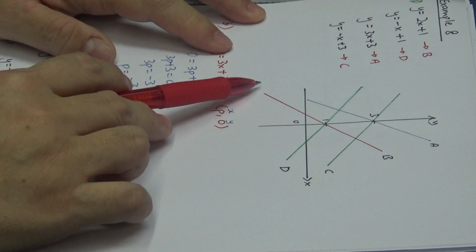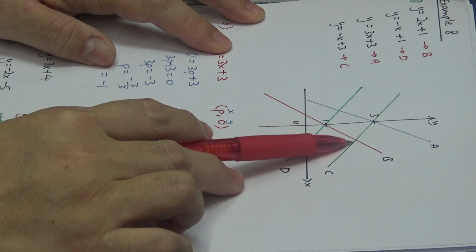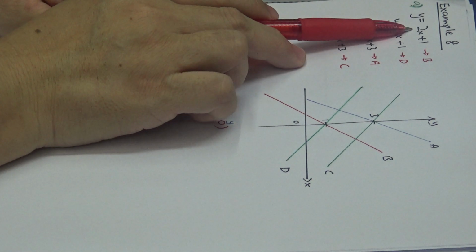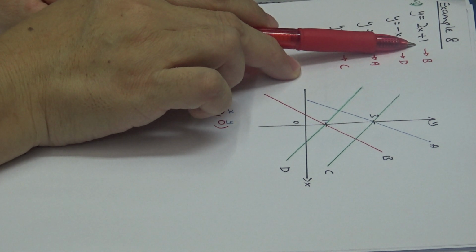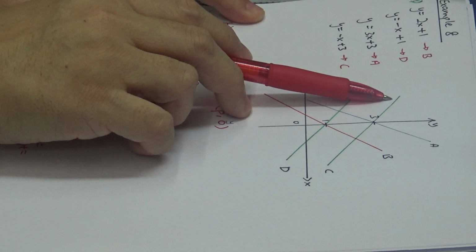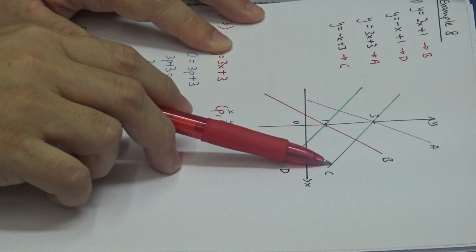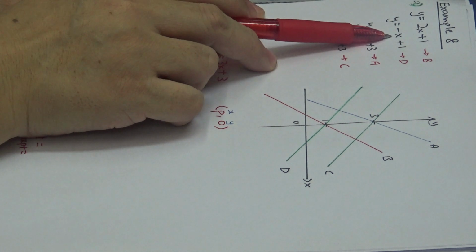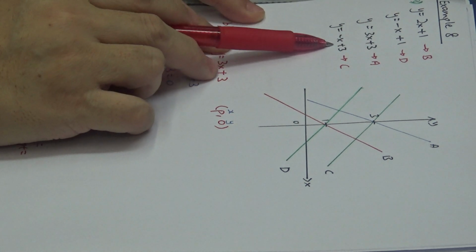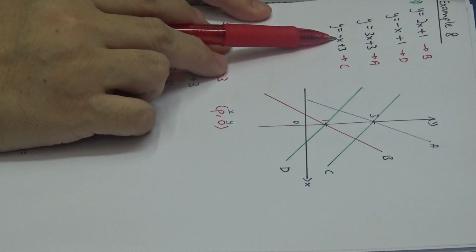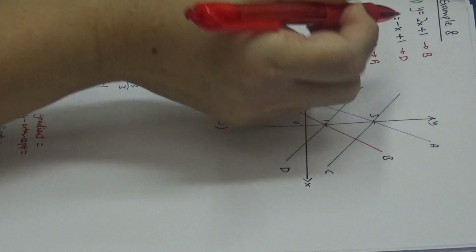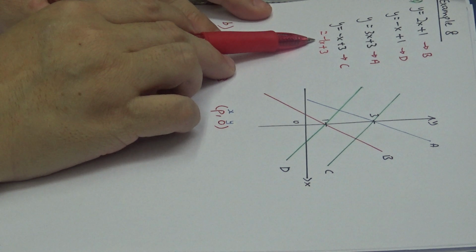Now let's look at line B. Line B also has a positive gradient and it cuts at 1. So it will match to 2x plus 1. Let's look at line C. Line C slopes this way, so it's negative. And it cuts at 3. So it's negative x plus 3. Note that negative x is the same as negative 1x plus 3. That means the gradient is negative 1.